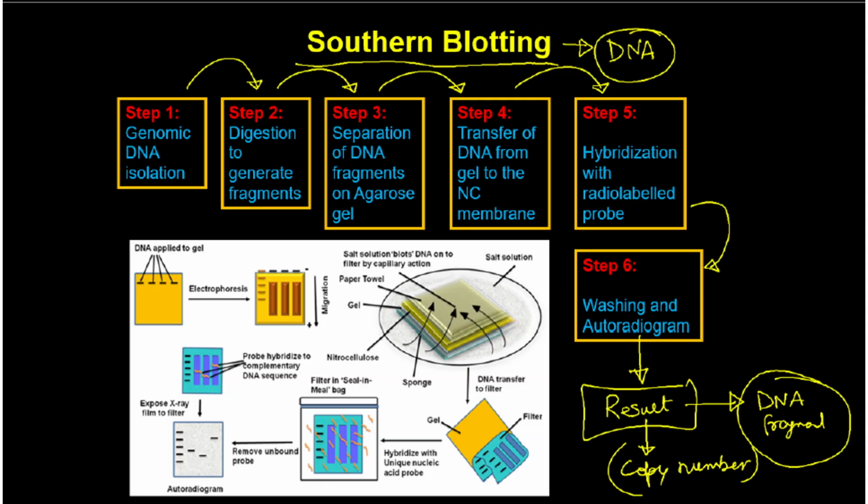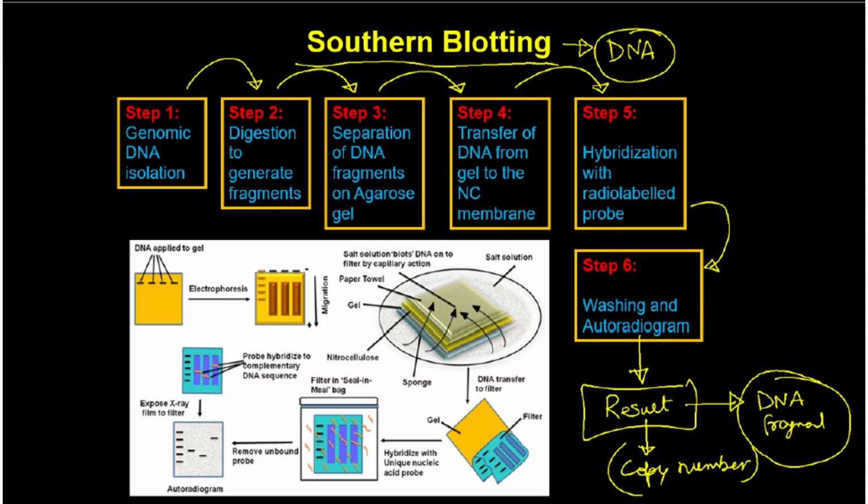So first of all, what is southern blotting? What happens in southern blotting? Southern blotting, as I've told you, is used for DNA. What are the steps in this process? First of all, the genomic DNA must be isolated from the cell. We should have the sample of DNA. Then the digestion to generate the fragments.